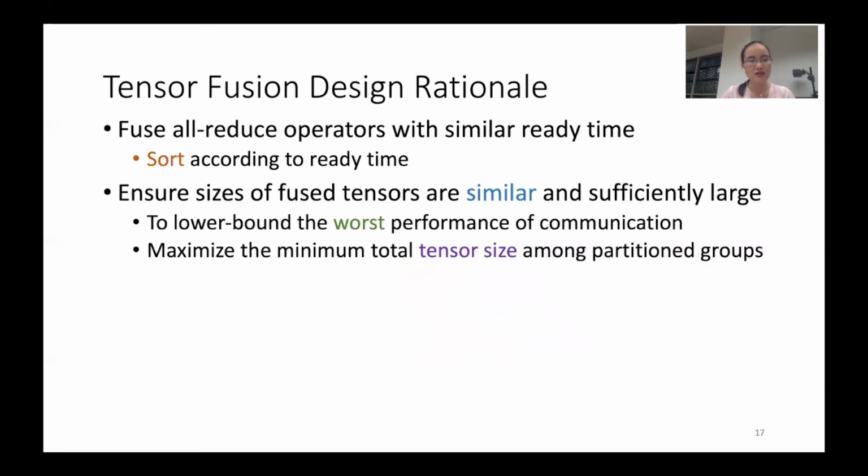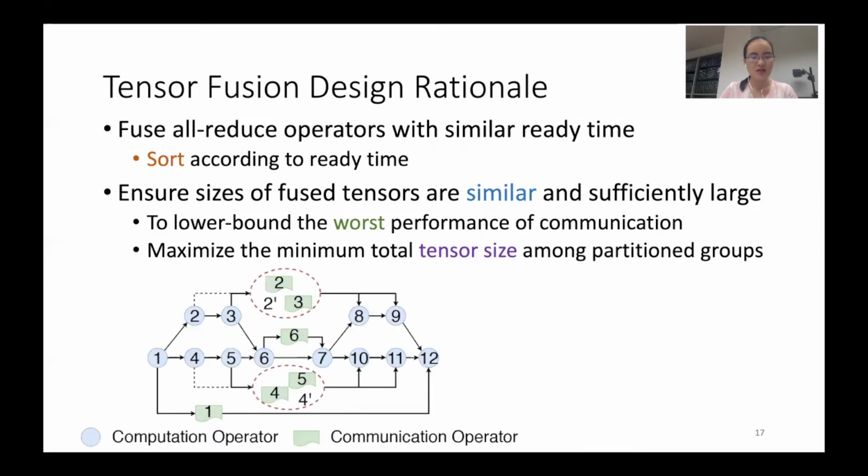We also ensure that the sizes of the fused tensors are similar and sufficiently large. This is to lower bound the worst performance of the communication. And we achieve this by maximizing the minimum total tensor size among the partition groups. So in the previous example, we can sort the 6 all-reduce tensors in such an order and fuse the middle 4 tensors into 2 groups.